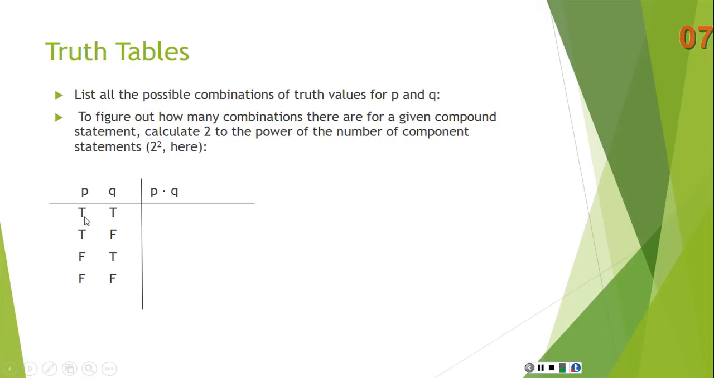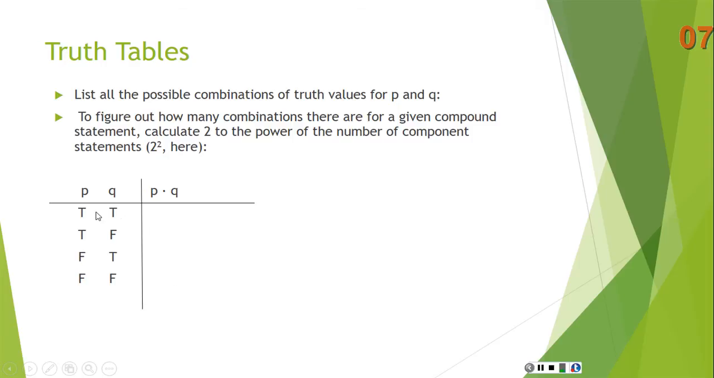So the outputs would be like, whenever P is true and Q is true, what does that make the whole statement P dot Q? Whenever P is true and Q is false, what does that make the whole statement P dot Q? Whenever P is false and Q is true, what does that make this whole statement? Is it true, false? Whenever P is false and Q is false, what does that make this statement? Is it true, is it false?